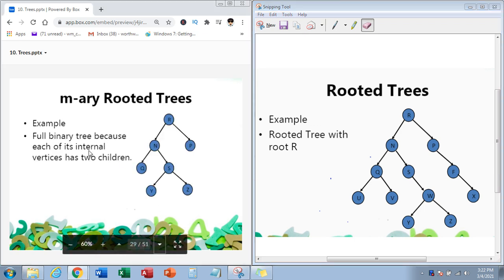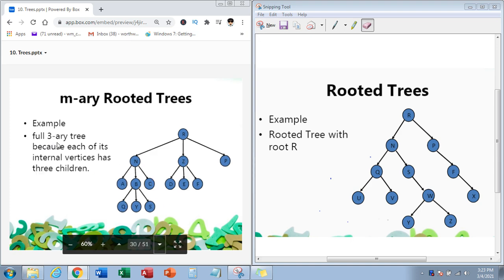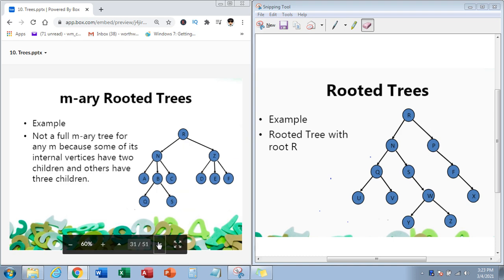This is a full binary tree because each of its internal vertices has two children. This is a full trinary tree because each of its internal vertices has three children. If it is three, then it is no longer binary, it is trinary. This is not a full tree because some of its internal vertices have two children and others have three. So they are not the same, so this is not a full m-ary tree.